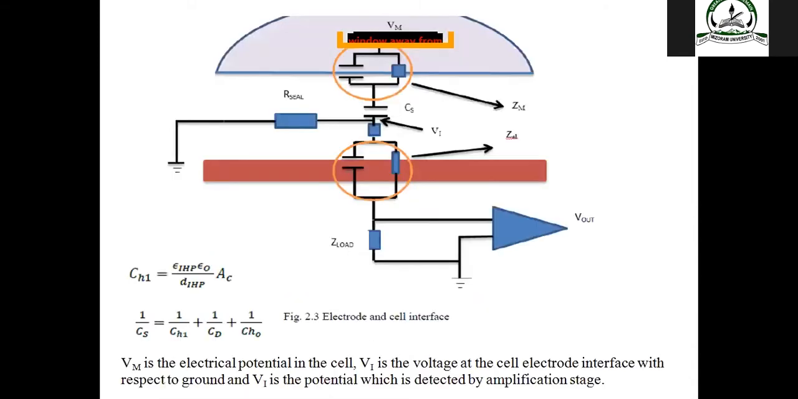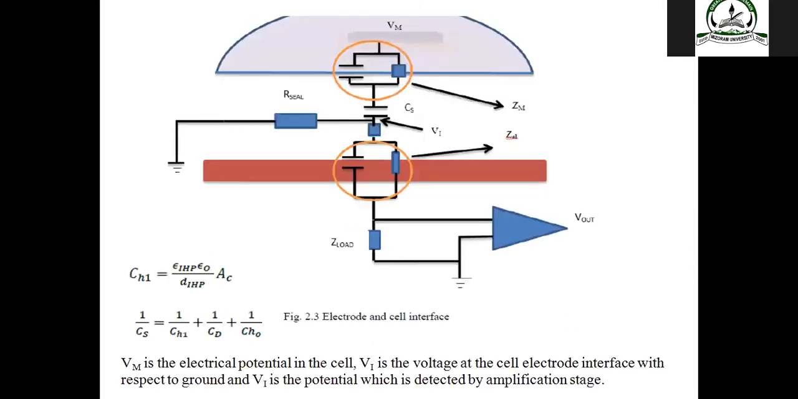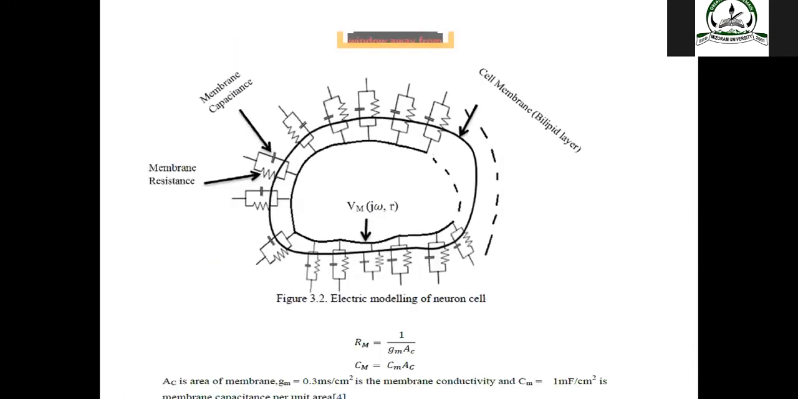Okay. As I told you, we have done a microelectrode for measurement of cell voltage, how much voltage is there in a cell. So we have used an equivalent circuit, and this is the actual mathematical model with the cell membrane. These electrodes are connected with the cell membrane, penetrating it, and we pick up the cell voltage and measure it.